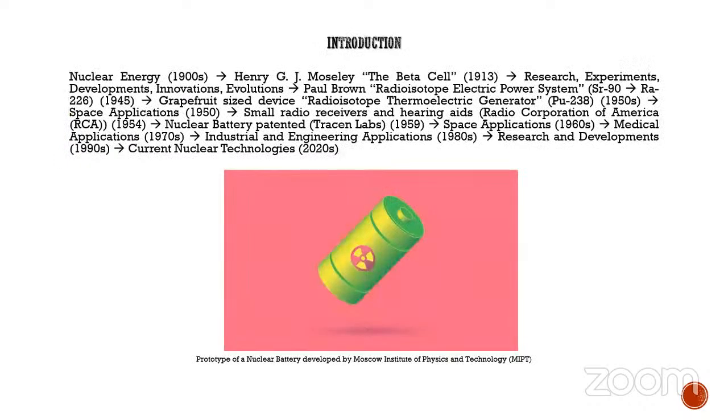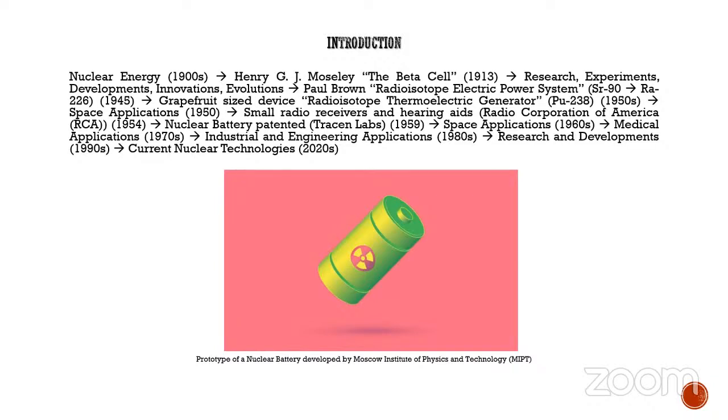Coming to nuclear energy, the term was first used in the 1900s, and the research already started then. Later, in 1913, Henry G.J. Moseley coined the term beta cell and developed the beta cell, which used beta particles or beta rays. After that, several research experiments, developments, and innovations happened. Later on, Paul Brown developed a radioisotope electric power system, which used strontium 90, and in 1945 he used radium 226.